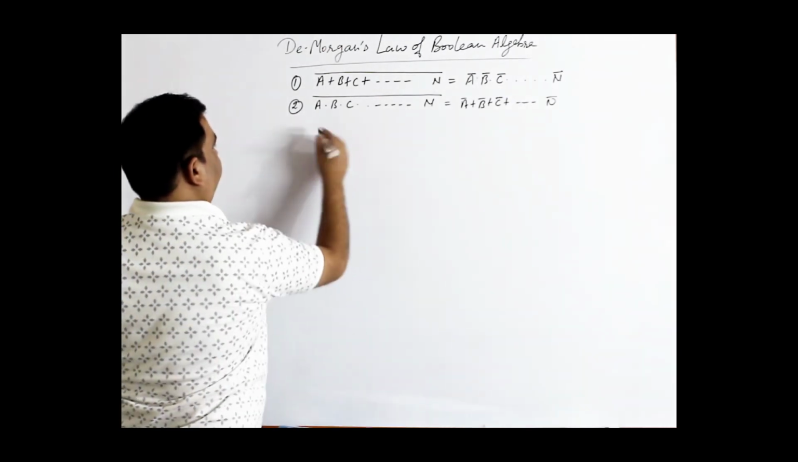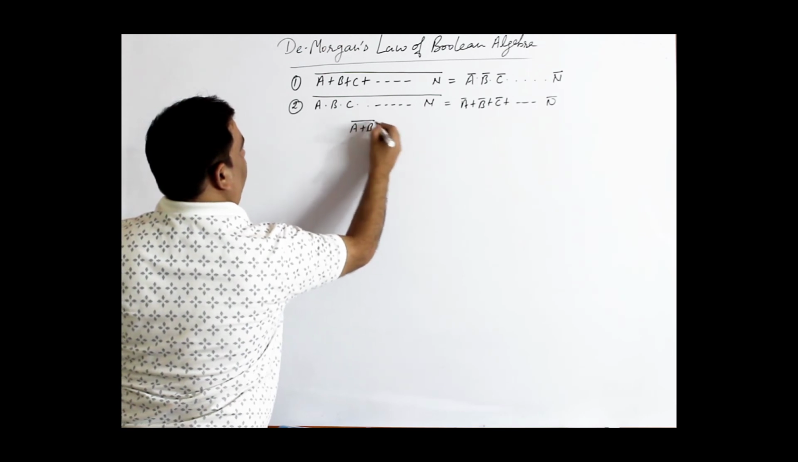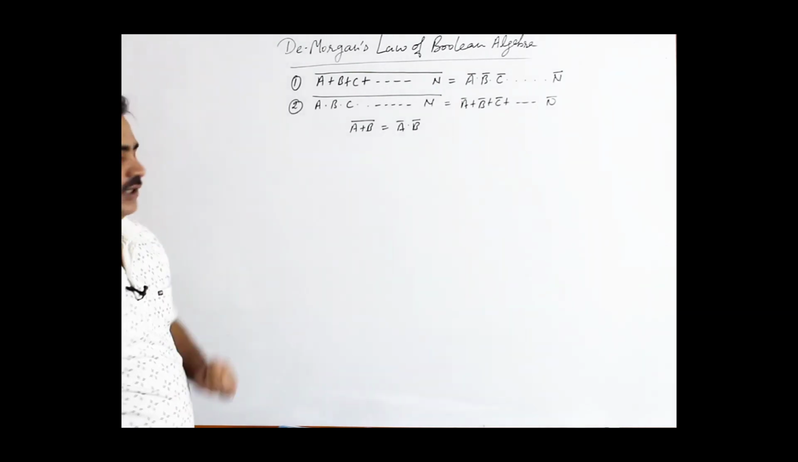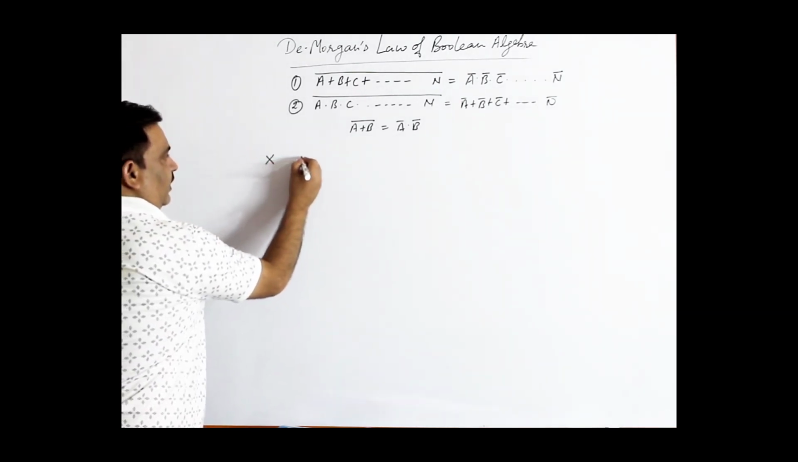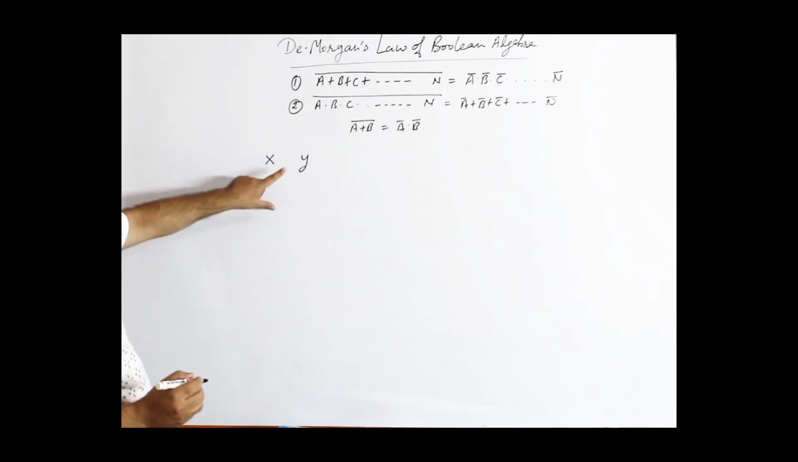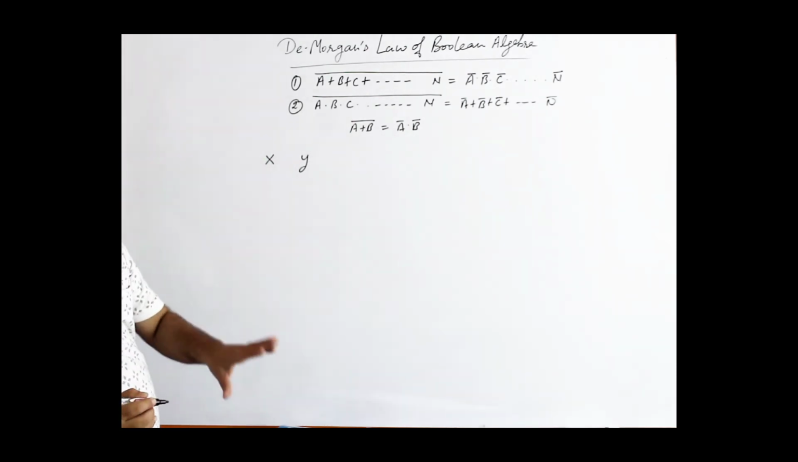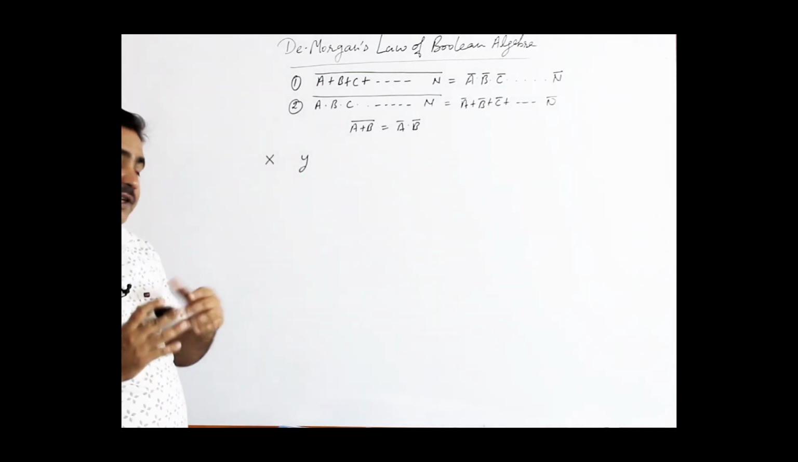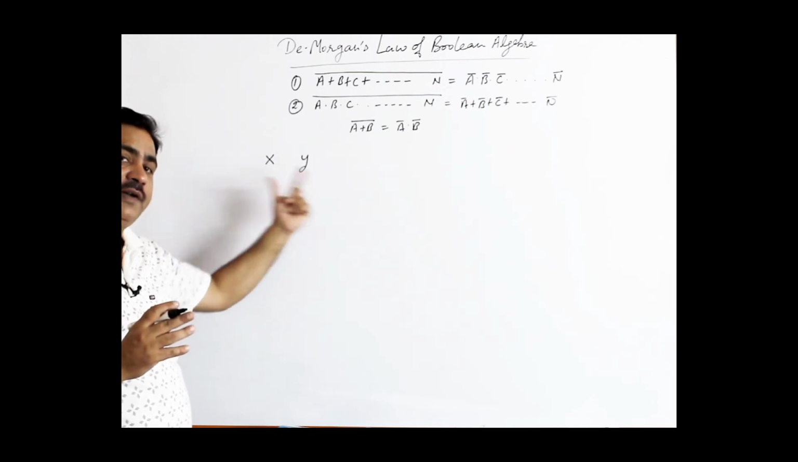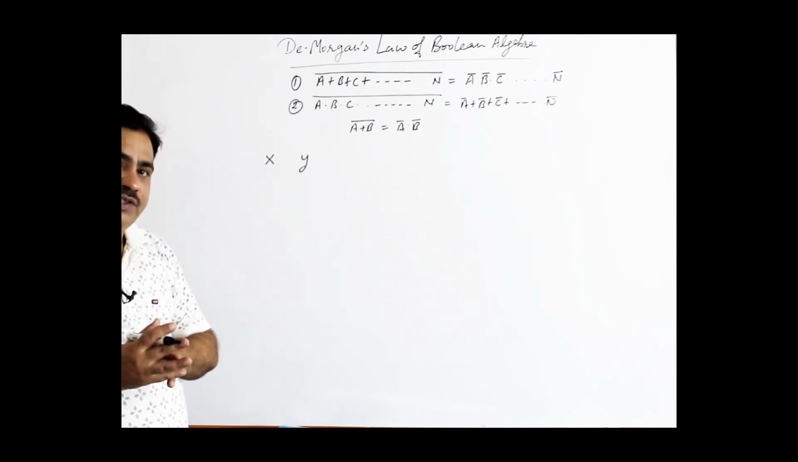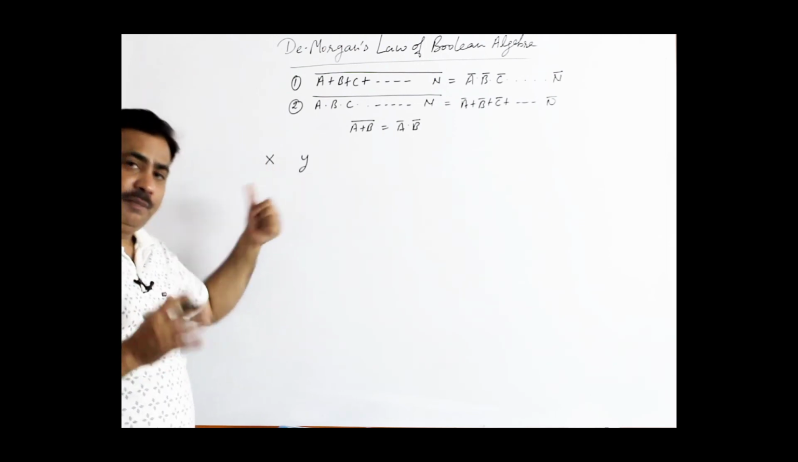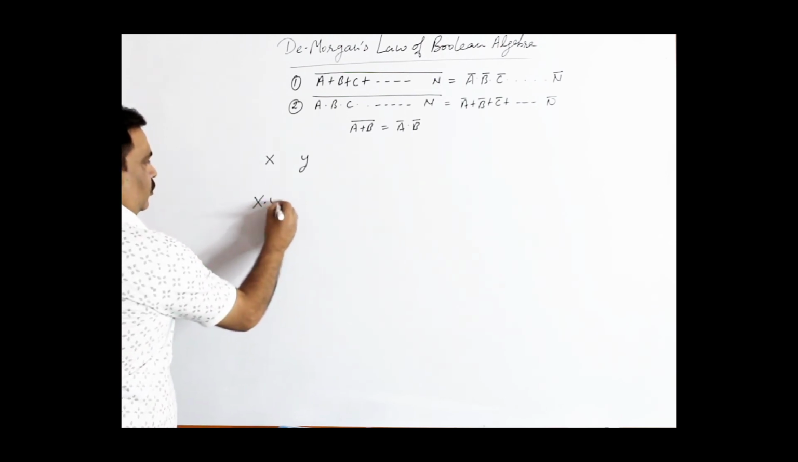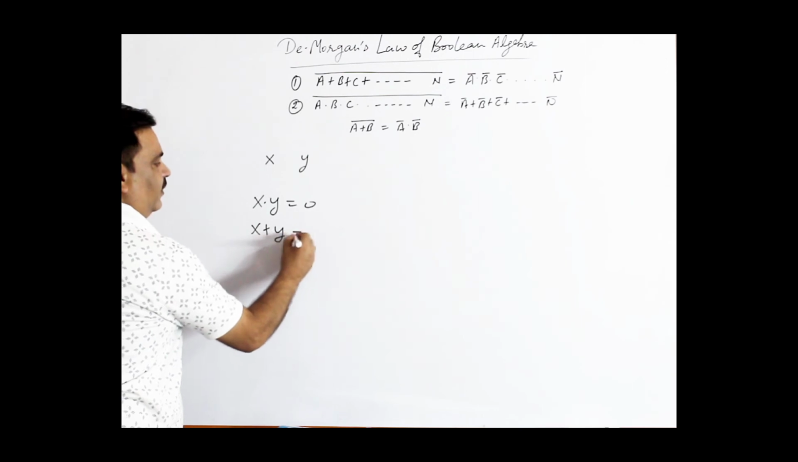How can we prove algebraically the same theorem, A plus B whole complement equals A complement dot B complement? Try to understand. If I say y is the complement of x, it means if x is 1, y will be 0, and if x is 0, y will be 1. They are complements of each other. If y is the complement of x, then their product will be 0 and their sum will be 1.